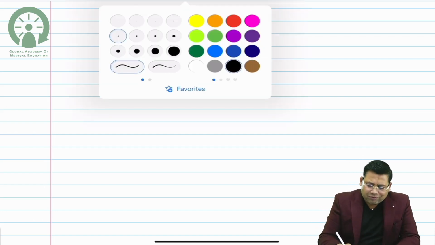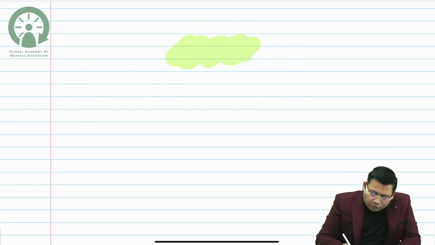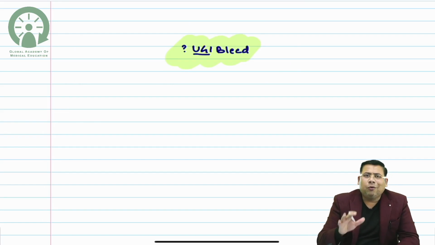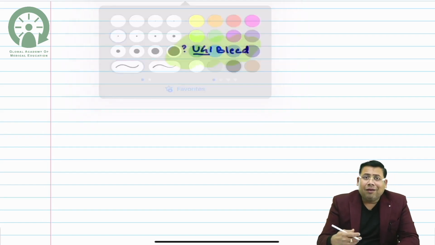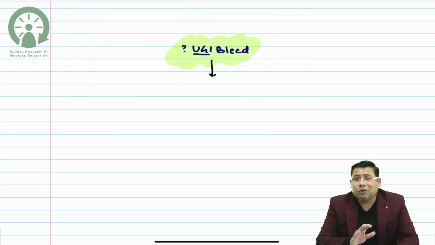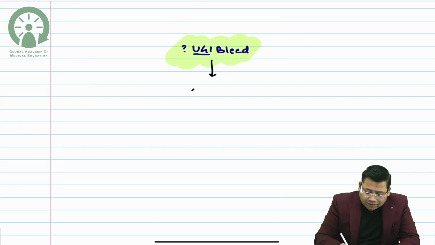So let us try to understand. If you have any patient of upper GI bleed, suspected upper GI bleed, how do you assess these patients? How do you work up for these patients? The first thing you do is don't talk anything, don't ask anything. Just try to secure the A, B and C.